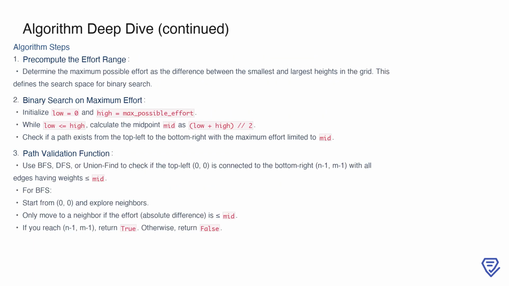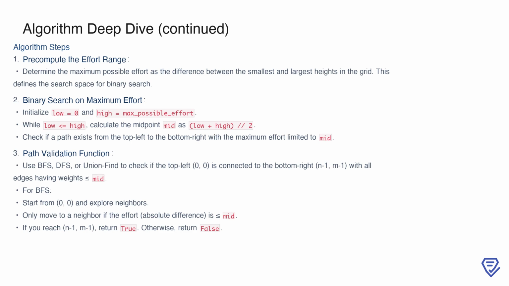The algorithm begins by pre-computing the range of possible efforts. The maximum possible effort is determined as the difference between the smallest and largest heights in the grid, which helps define the range for our binary search. We then initiate the binary search with low set to 0 and high set to this maximum possible effort. At each step, we calculate the midpoint of the current range, mid = (low + high) // 2, and check if a path exists from the top left corner to the bottom right corner with the maximum effort limited to mid.